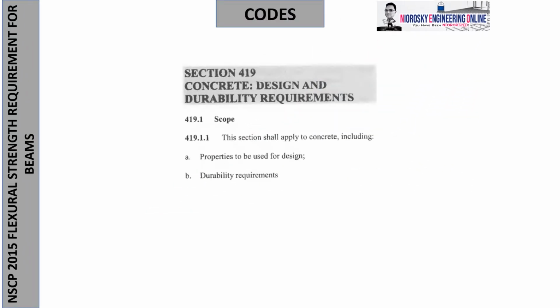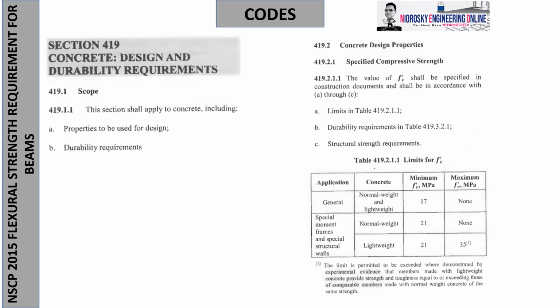Okay, so here are the codes. Under Section 419, concrete design and durability requirements, this section shall apply to concrete, including properties to be used for design and durability requirements. These are the concrete design properties that we need to consider whenever we design or investigate concrete beams.